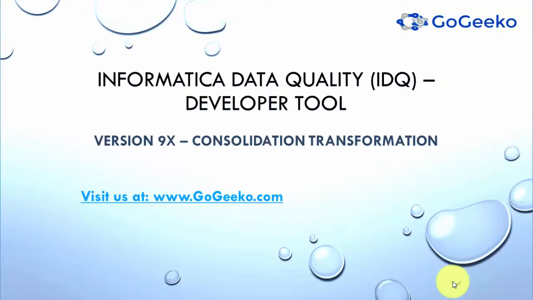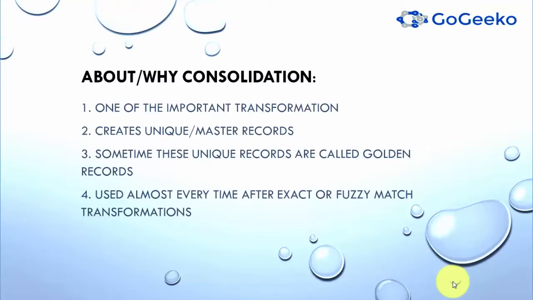This particular video covers Informatica Data Quality's (IDQ) Consolidation Transformation, which is one of the very important transformations, especially when it comes to fuzzy matching in IDQ. This transformation is used to dedupe duplicate data, or in other words, the consolidation transformation gives you the ability to create unique records or master records. Sometimes in master data management, these unique records are also called golden records.